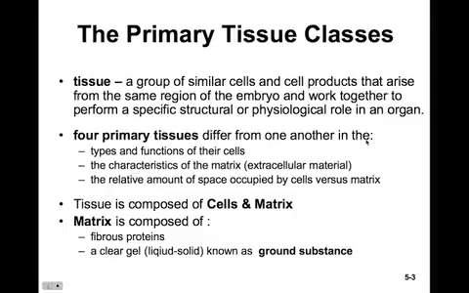Tissue is composed of cells and matrix. All tissue is composed of cells and matrix. The matrix is composed of fibrous proteins and then a clear gel, anywhere from liquid to solid, that's known as ground substance. So in any tissue, we're going to find cells and matrix, which is a composition of fibrous proteins and clear gel liquid-like solution called ground substance.